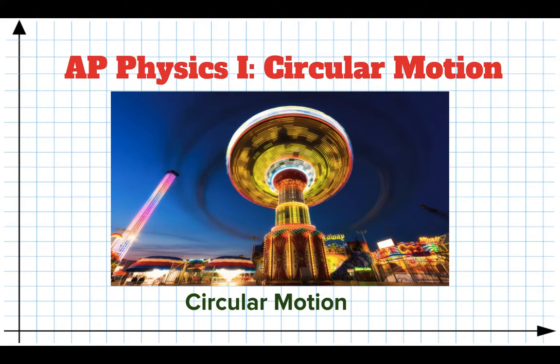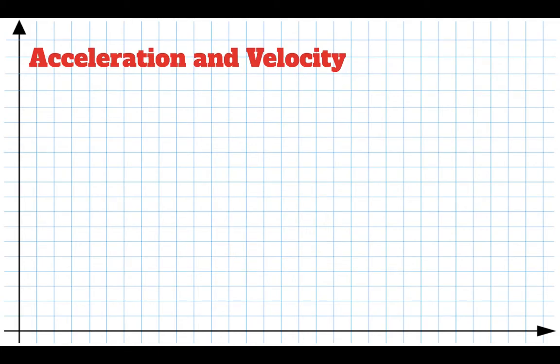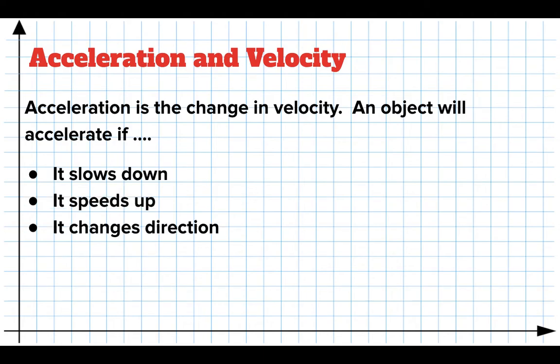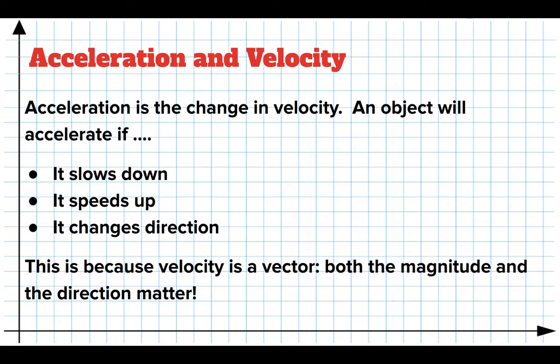Hey guys, we are going to take a look at circular motion today. So a quick reminder, acceleration is the rate that the velocity is changing. And remember, an object will accelerate if it slows down, if it speeds up, or if it changes direction. So even if its speed does not change, but it changes direction, it has accelerated. Okay? And this is because velocity is a vector, the magnitude and the direction matter.